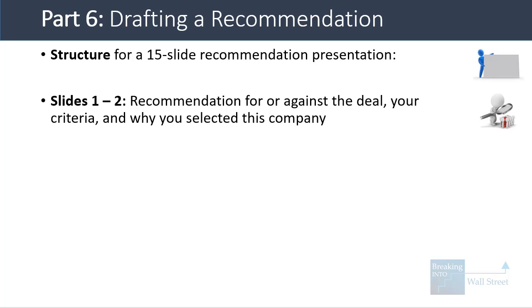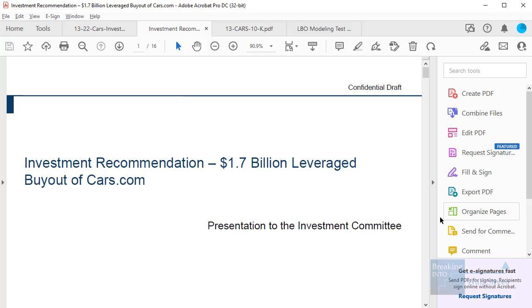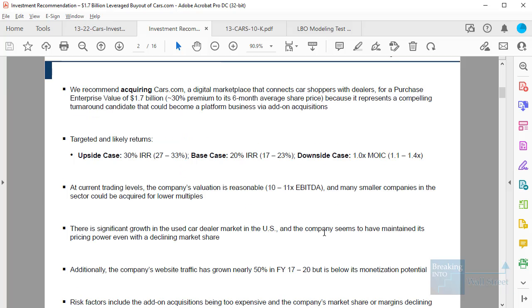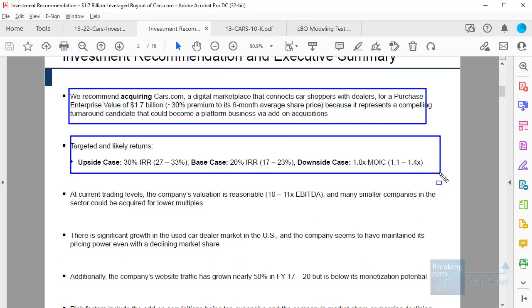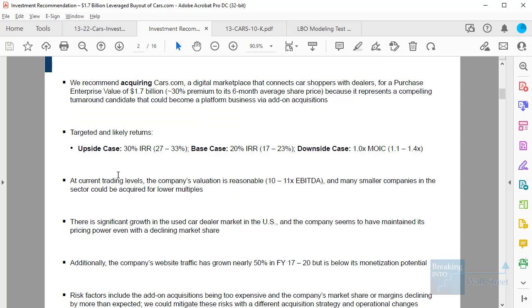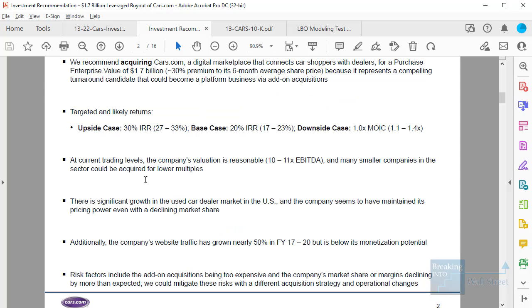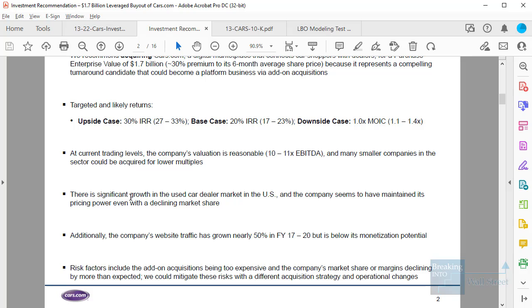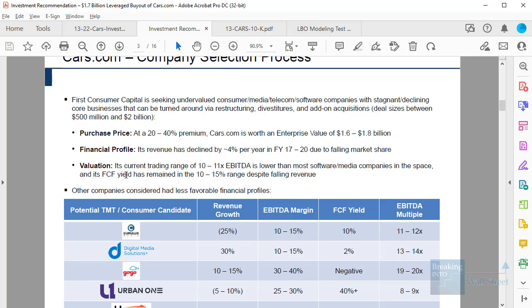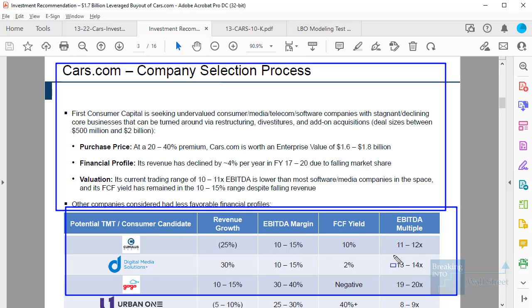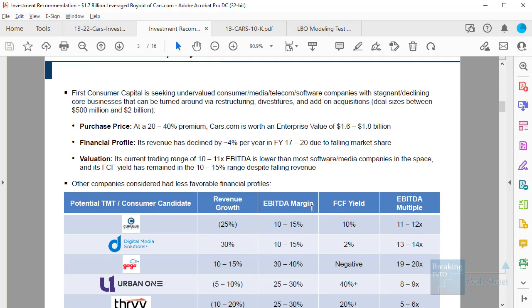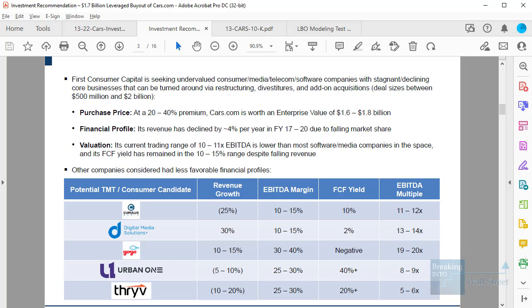If you go to our recommendation, we have this cover page first, and then we recommend acquiring the company. We give the targeted returns and then the likely returns, and we give all the reasons why we're recommending in favor of it in terms of the valuation, the growth potential. We then go through why we selected Cars.com over these other potential candidates and go through the EBITDA margins, the free cash flow yields, the multiples, and so on and so forth.